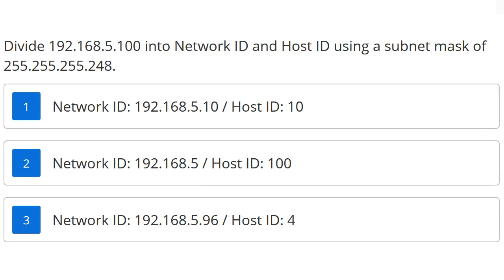Divide 192.168.5.100 into network ID and host ID using a subnet mask of 255.255.255.248.